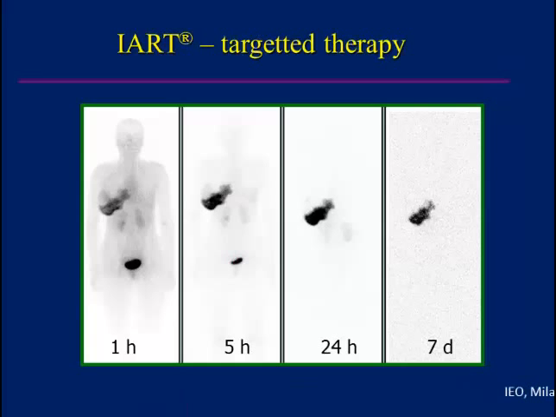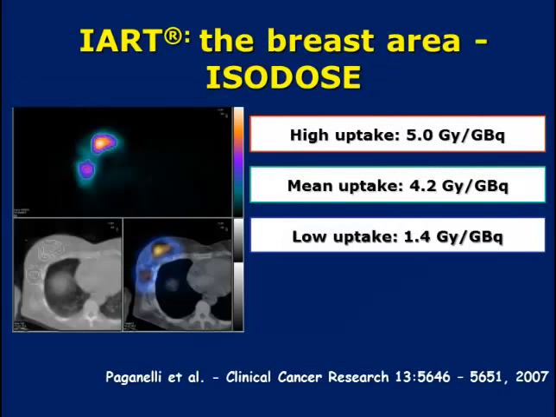As you see here, this is one of the first cases, which used indium to see the effectiveness of this therapy, and now it has become routine. You see there, in a few hours, most of the distribution is in the breast area where the surgical site is. So why is that? It is to deliver dose, instead of external beam radiation therapy, and the high radiation dose might reach up to 5 gray.